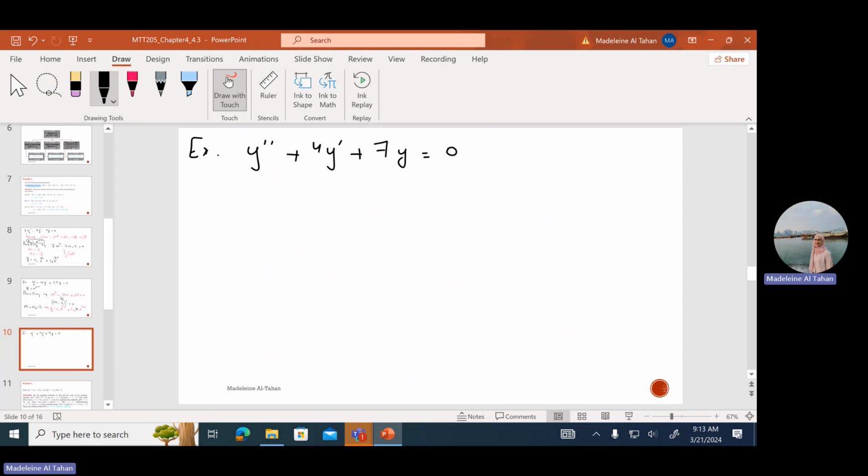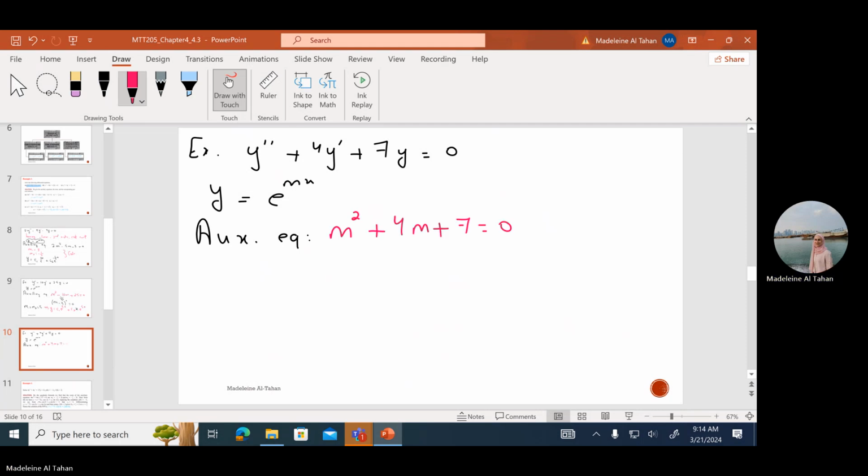We need now to check this one. y double prime plus 4y prime plus 7y equals 0. So our first step, when we have constant coefficients, we start with y equals e^(mx), then write our auxiliary equation. What's our auxiliary equation? Yes, you can use delta to solve that, or use the calculator.